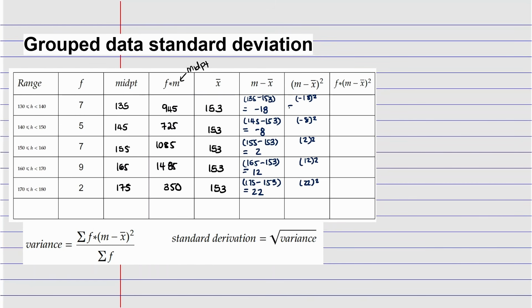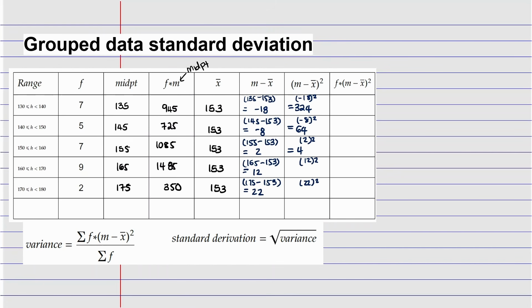So here's going to be negative 18 squared. So you're going to have negative 18, then all squared. So you're going to have 324, right? Then you're going to have negative 8 squared, which we're going to get as 64, right? Then you're going to have 2 squared, which is 4, right?